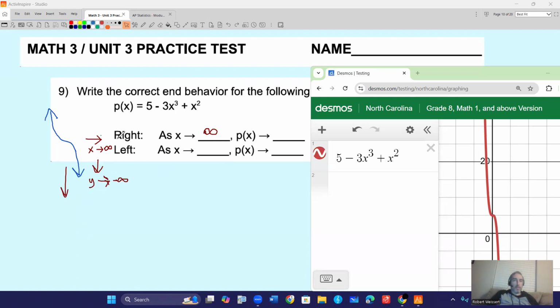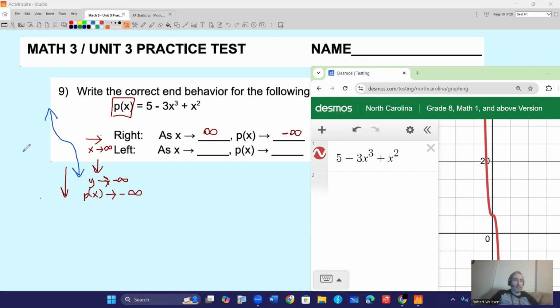Y can also be represented by whatever the function is named. In this case, it's p of x. So we would say p of x approaches negative infinity. So the right side will always have x going to infinity, but we don't know what the y is going to do until we see the graph. There are ways to tell without the graph too, but that's a little bit harder to process. So we'll stick with graphing it.